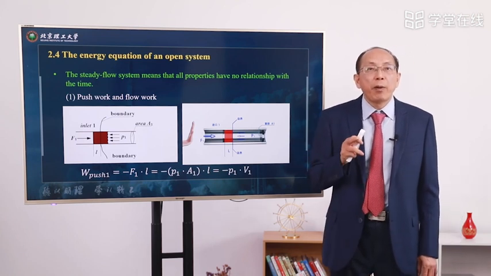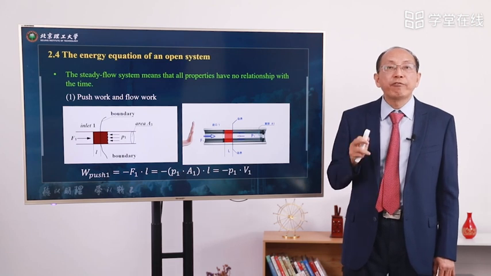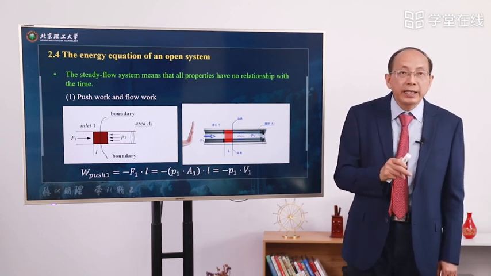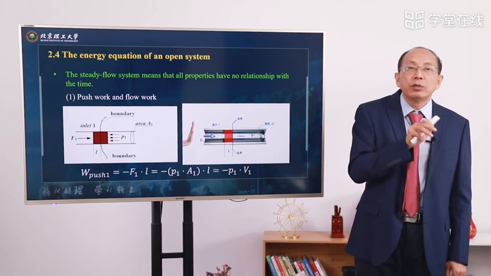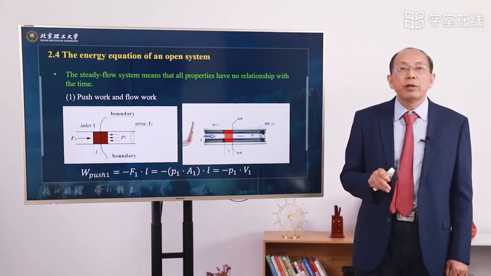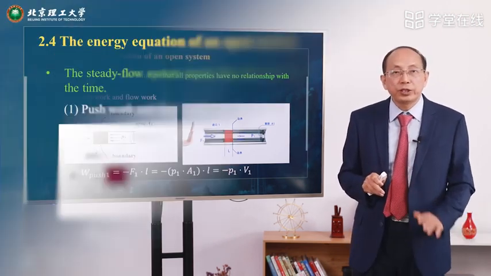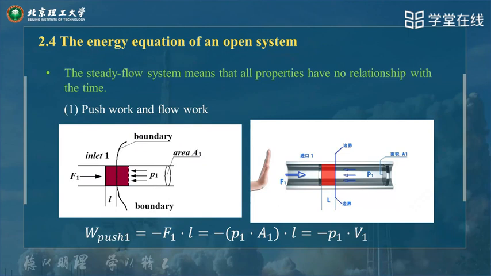Firstly is push work and flow work. When the gas from outside goes into the system, we have to push it. So there is some push work. The push work is minus F1 times L. F1 is the force with which we push the gas, and L is the distance the gas moves.